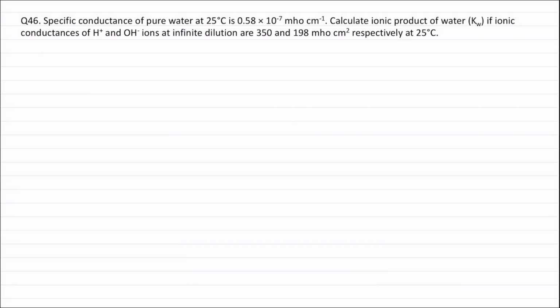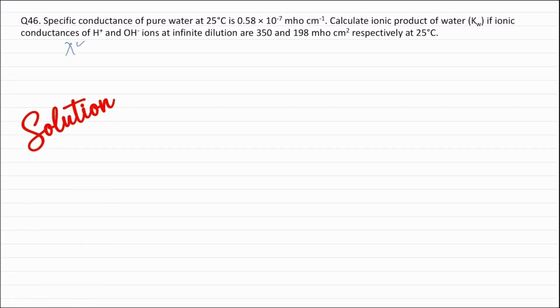Question 46. Specific conductance of pure water at 25 degrees centigrade is 0.58 into 10 to the power minus 7 per ohm per centimeter. Calculate ionic product of water if ionic conductances of H plus and OH minus ions at infinite dilution are 350 and 198 per ohm centimeter square respectively, at 25 degrees centigrade.